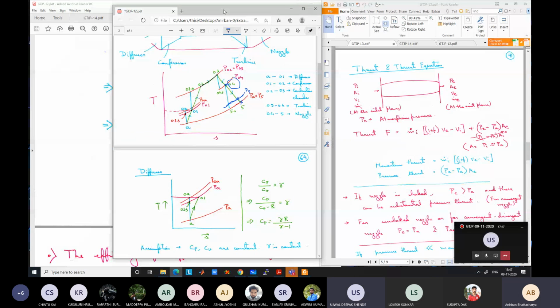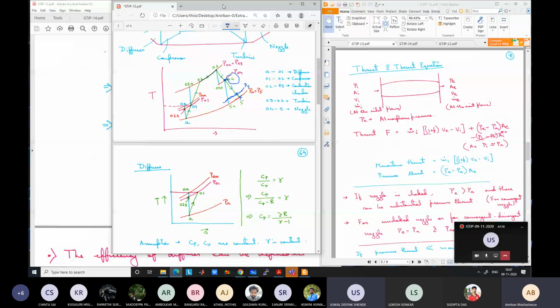Sir, if you have an unchoked condition, then we don't need the exit pressure, right? Correct, exactly. If it is an unchoked condition, the exit pressure is PA and P5 minus PA is 0. Pressure thrust is 0. You only need the momentum thrust. So already you have described for the unchoked condition how to calculate the thrust. Now I was asking how to calculate the thrust for the choked condition.